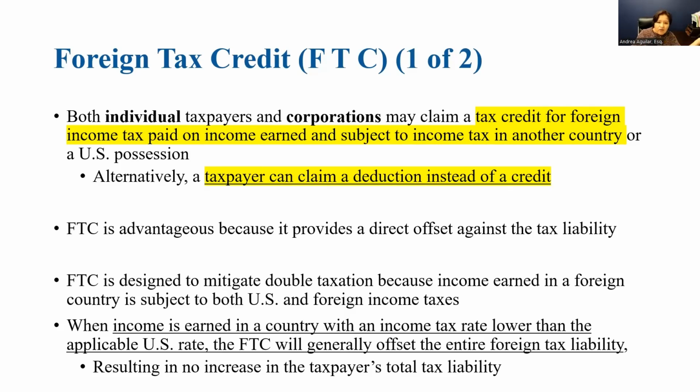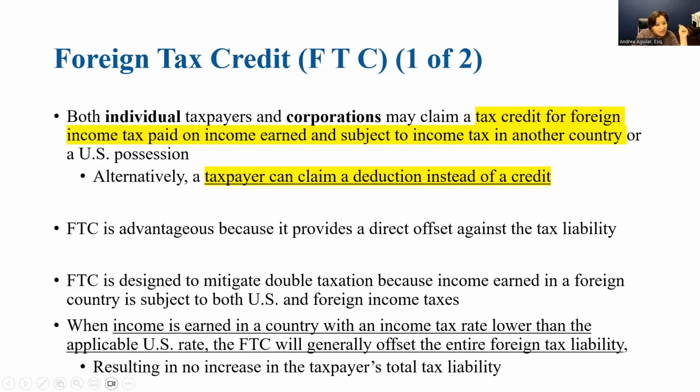So if you have already paid taxes in another country, you will be able to get a credit. There are certain limitations, but the most important thing is that we have this benefit to reduce your taxes. Now, a taxpayer can claim either a deduction or a credit, but the taxpayer will generally choose a credit because the credit reduces your taxes, but a deduction just reduces your taxable income before your tax is calculated. The foreign tax credit is generally advantageous for that reason.